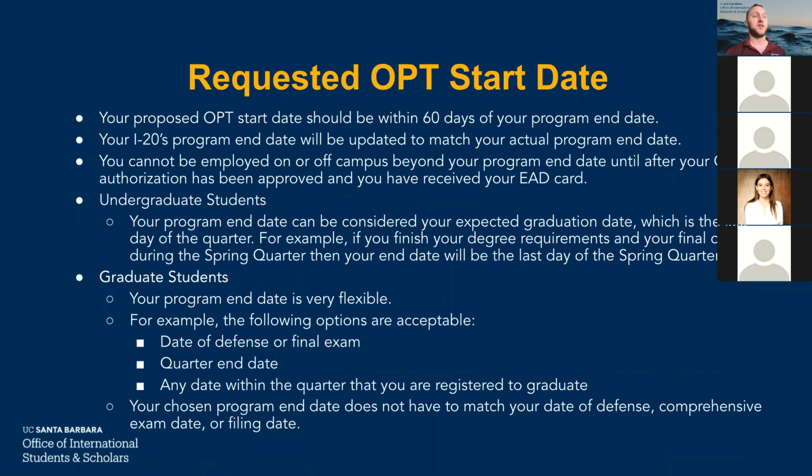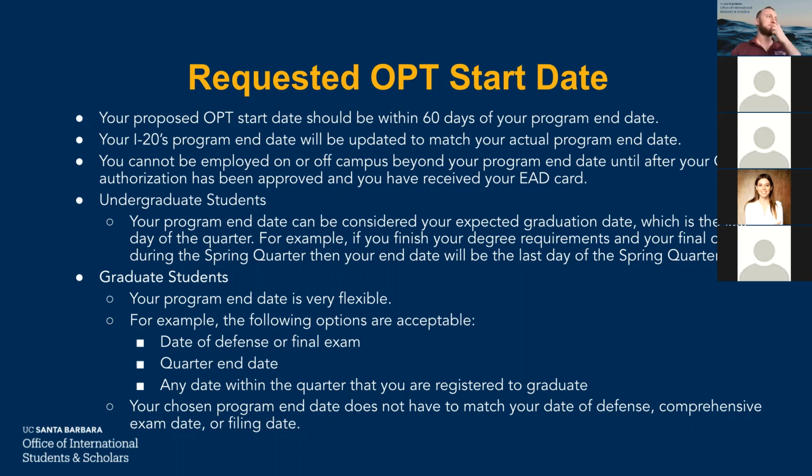And so you can base your 60-day grace period off of that end date and also determine when you're eligible to start applying based off of that end date. You cannot be employed on or off campus beyond your program end date until after your OPT authorization has been approved and you've received your EAD card, that's Employment Authorization Document card. It's kind of like a little ID that they send you to just confirm that you are eligible to work on OPT. It's going to have a little picture of your face and the dates that you're eligible to work under OPT.